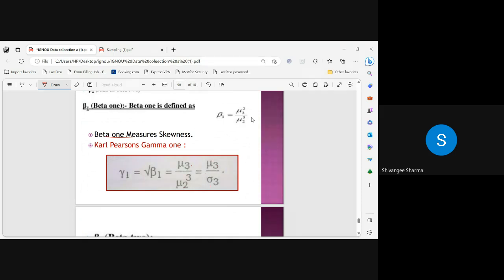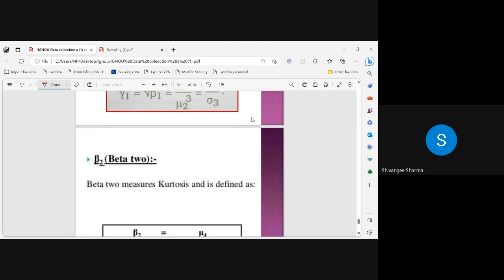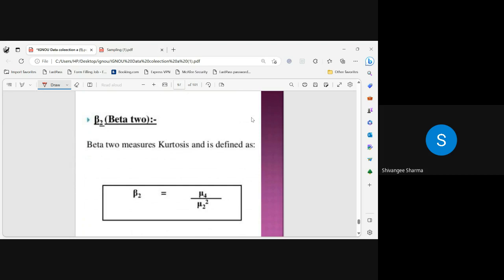And there is one more thing, you can calculate skewness on the beta basis also, which is beta 1 equals mu3 square divided by mu2 cube. Okay, so this is how you can calculate skewness on the basis of moments.